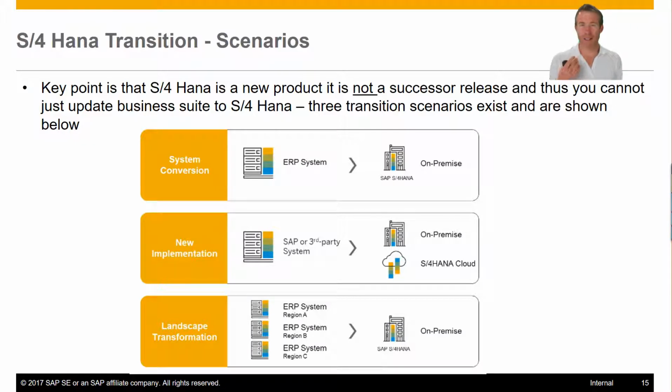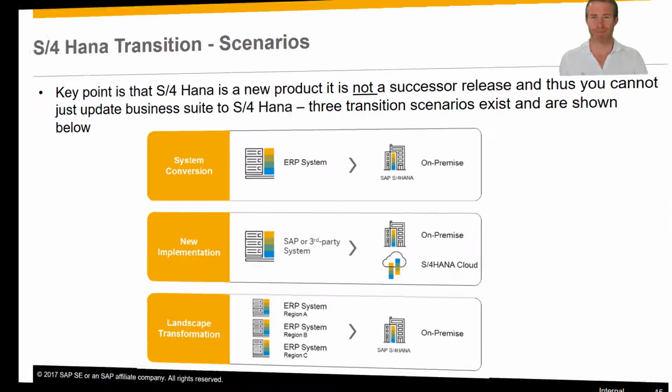Also, you might have a very old SAP ERP solution, or it might be heavily customized. In this case, it might be better to also do a new implementation, and where possible, migrate some of the data over to the new SAP S/4HANA implementation. We also have the possibility of doing a landscape transformation, and that's consolidating several systems in different regions, for example, or even different clients, and putting them into one on-premise SAP S/4HANA. So consolidating your landscape. So that's the 3 options that we have available.